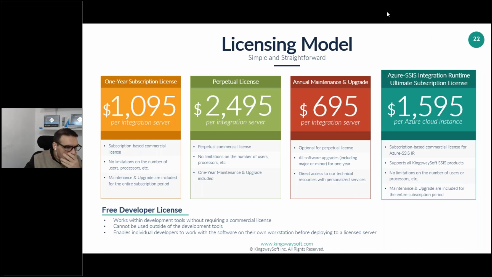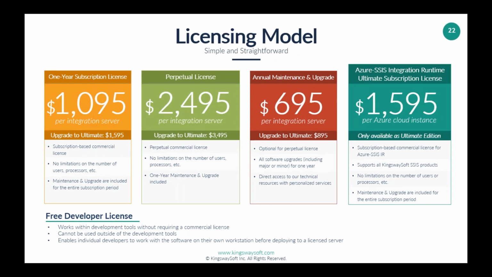Now, if you want to run Salesforce as well, then in this case, I would recommend going with the Ultimate Edition. As you can see, now the 1-year subscription for on-prem integration server would be $1,595, and the perpetual license is going to be $3,495, where the maintenance is going to be $895. So, going with the Ultimate Edition, you now have access to all of our SSIS integration toolkits, including Salesforce, Dynamics, and HubSpot, and all the SSIS integration toolkits we have available.